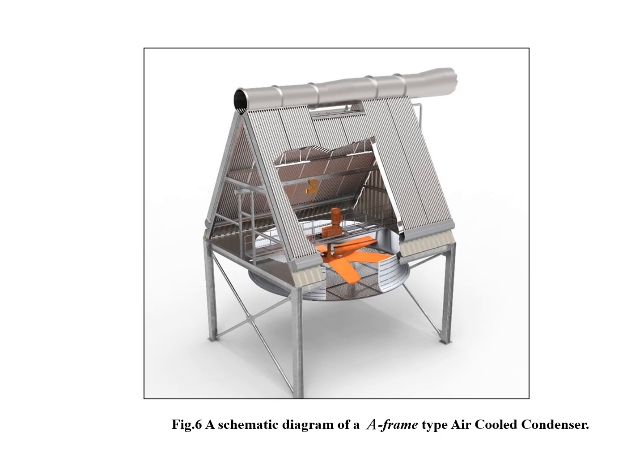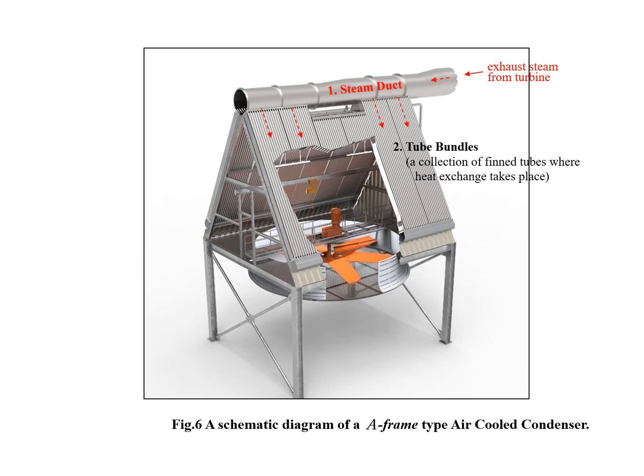This typical setup for an air-cooled condenser includes 5 parts. 1. Steam duct, a pipe designed to carry exhaust steam from a turbine to ACC. 2. Tube bundles, arranged in a parallel row, a collection of fin tubes where heat exchange takes place. 3. Condensate pipe, pipes designed to return the condensate to the drain tank.